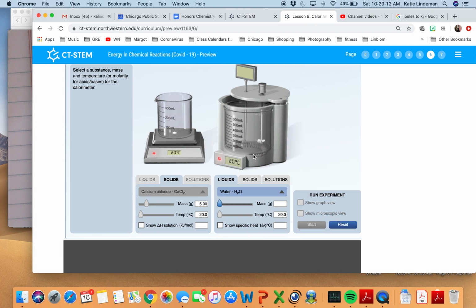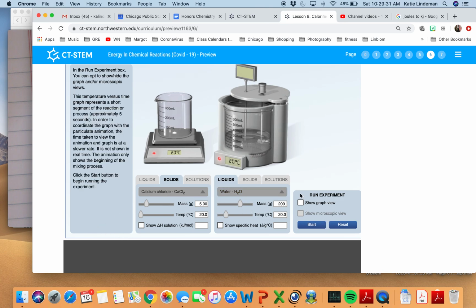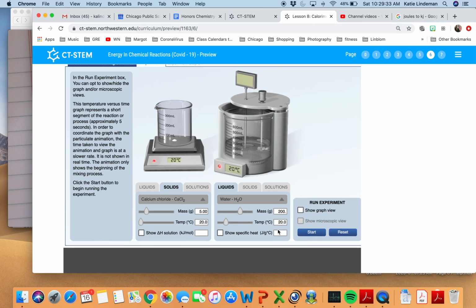My liquid here, I'm going to choose water. And again, this is in the instructions above. And then I'm going to put that at 200. Something you'll notice, 200 grams of water is equal to 200 mils of water. So you should notice that the meniscus is right about at 200 mils. Then click next. And I have my initial temp here at 20 degrees Celsius.